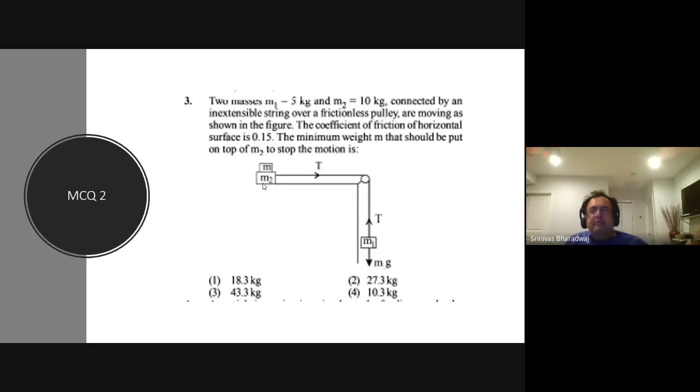So now if m2 and m1 are like this, right? T minus 0.15 times (m plus m2) g, right? (m plus m2) g times the friction coefficient is T.